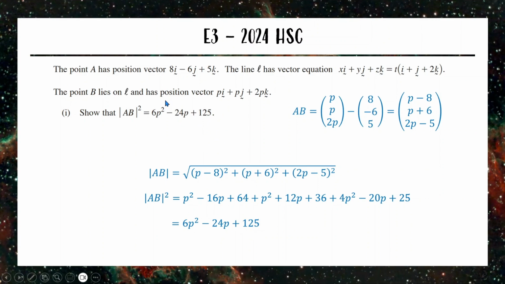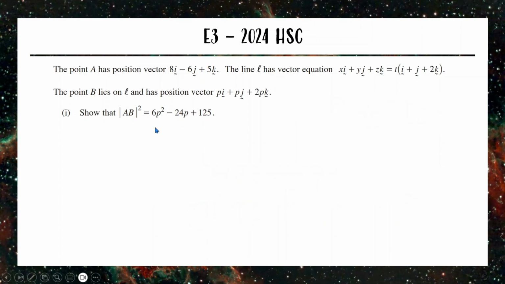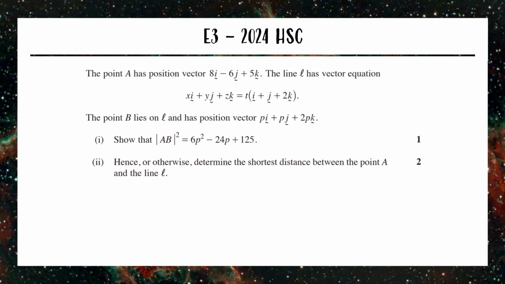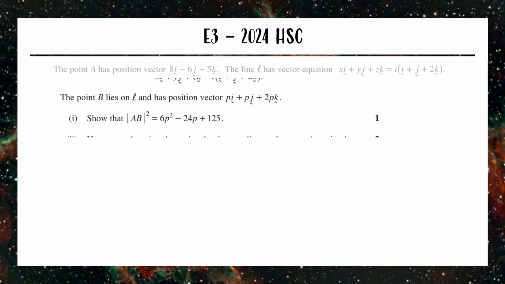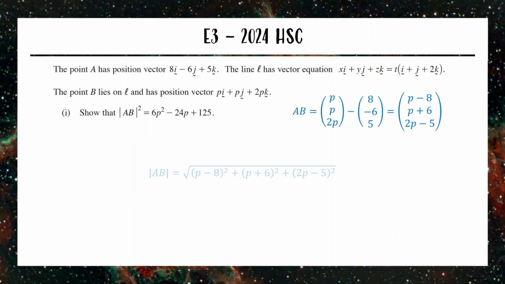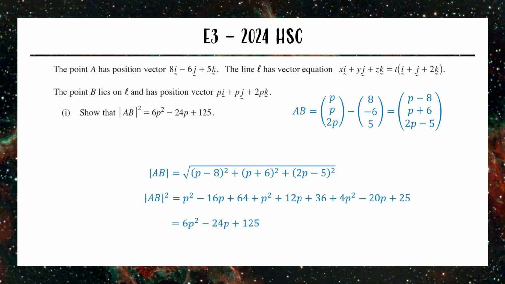So that's why this is only 1 mark, because, was it 1 mark or was it 2? Let's check. It was 1 mark. Yeah, it wasn't heaps of work. Part 2 is a little bit more for 2 marks, but here is our solution for part 1 once again.